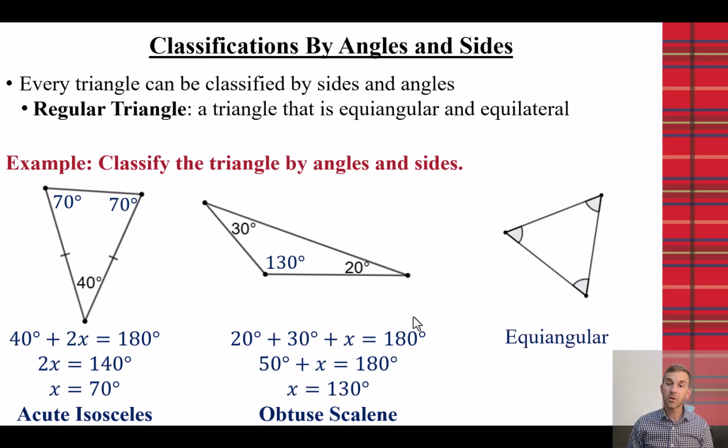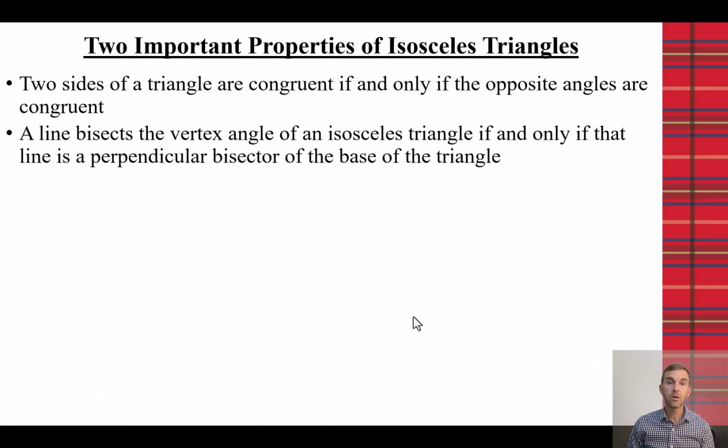As we said a minute ago, if you're equiangular, you're automatically equilateral. And when those two things are true, you are a regular triangle. Now, one of the properties we just used to help us do that classification was around isosceles triangles. And what we know is that if we have two sides marked as congruent, the opposite angles are going to be marked as congruent as well.